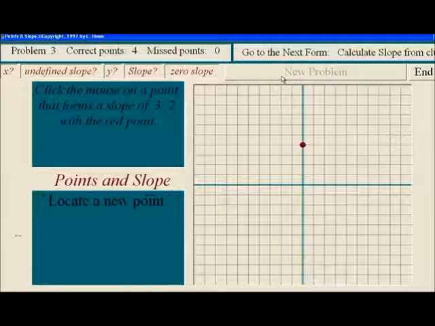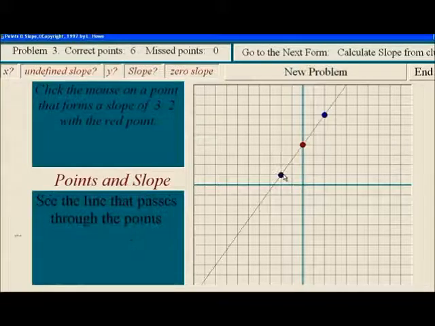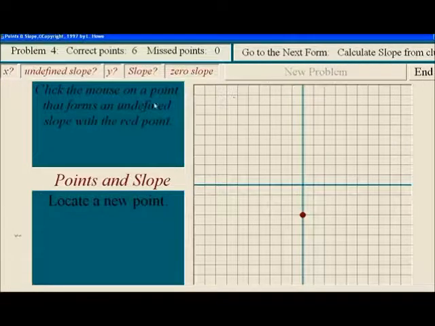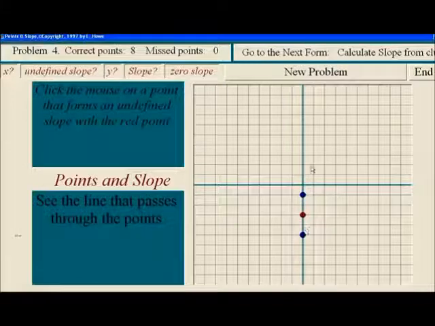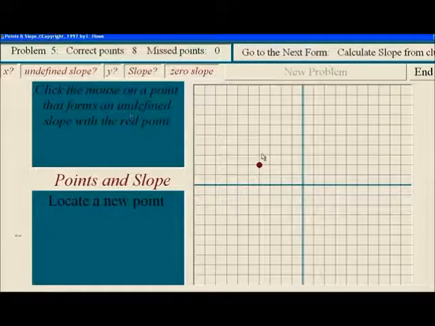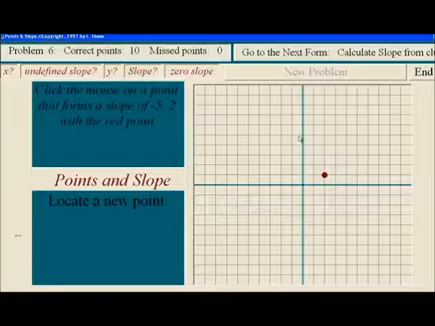Let's do another problem. Oh, another 3 halves. Click the mouse on a point that forms 3 halves. 1, 2, 3. Rise before you run. Sink before you can go back. New problem. A point that forms an undefined slope. That's any point along this. Right. New problem. Another undefined. Good grief. Somebody must want you to understand. But the line is just barely dark. I need to probably make that darker.